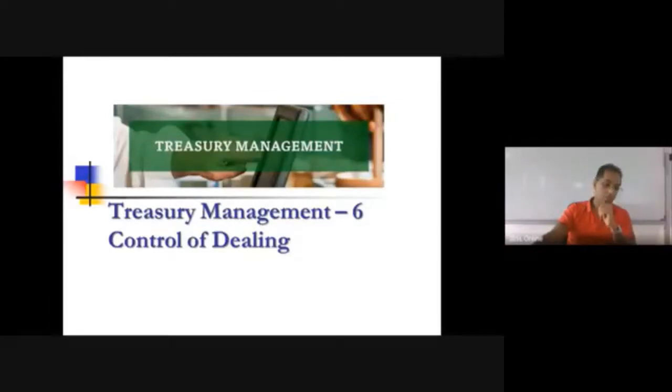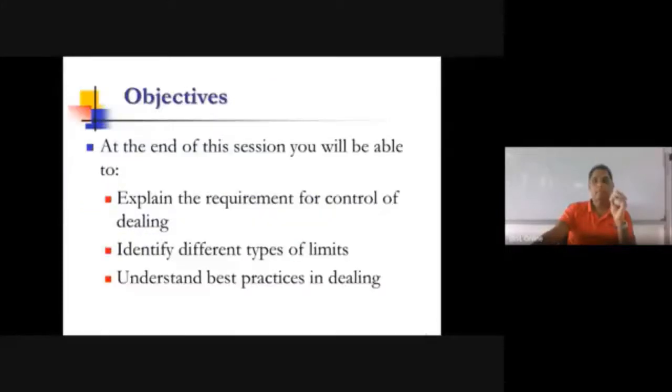I'm just going on to this one now on treasury management and control of dealing. So control of dealing is basically, we've already touched on a bit of it here. It's what the risk middle office looks at, and the treasury looks at also at the point of dealing. What are the limits we have that we have to worry about when we go into transact with the client?